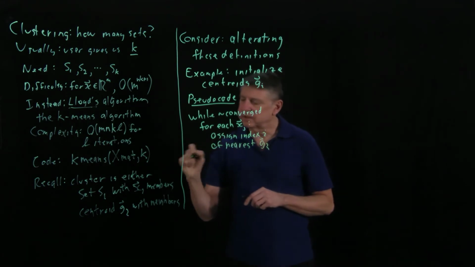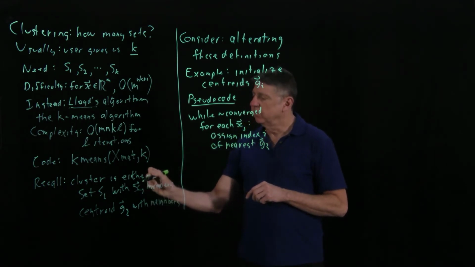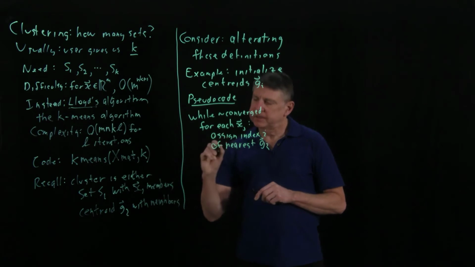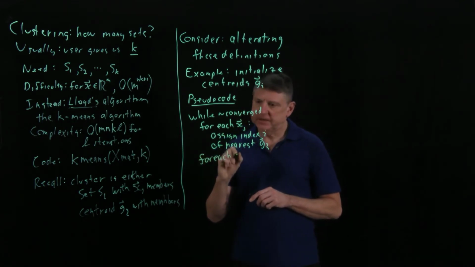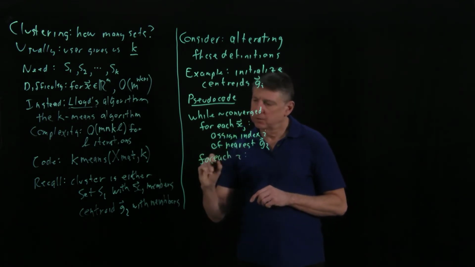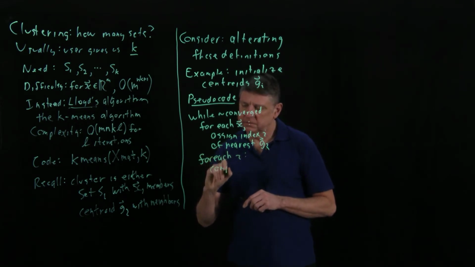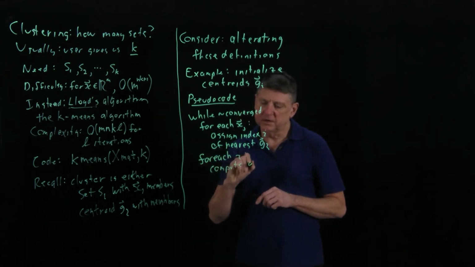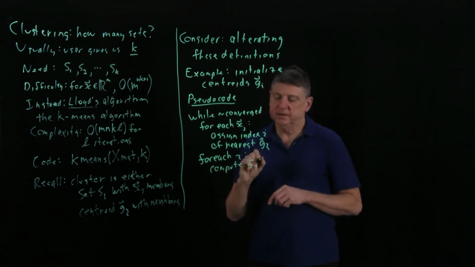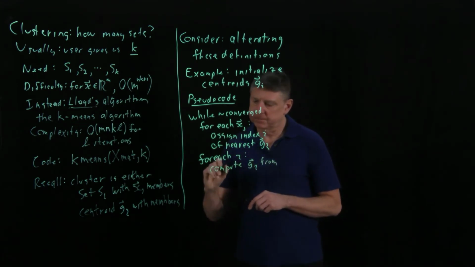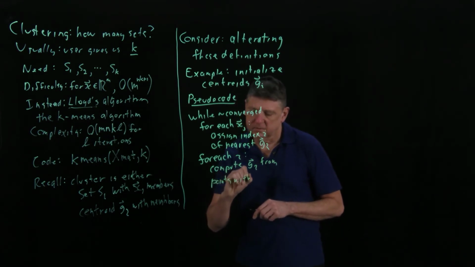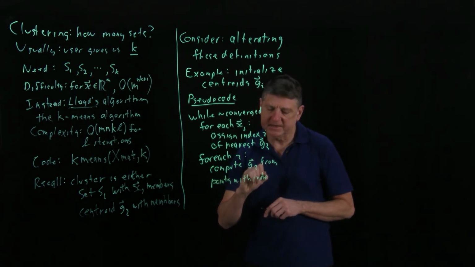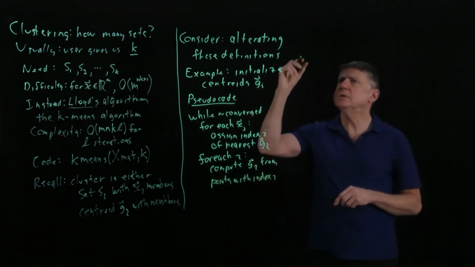And then we've applied that, and then we'll apply this, and we'll say, how do we get that centroid? Well, for each index i, we'll compute a new centroid from the points with this index. So how could that work?